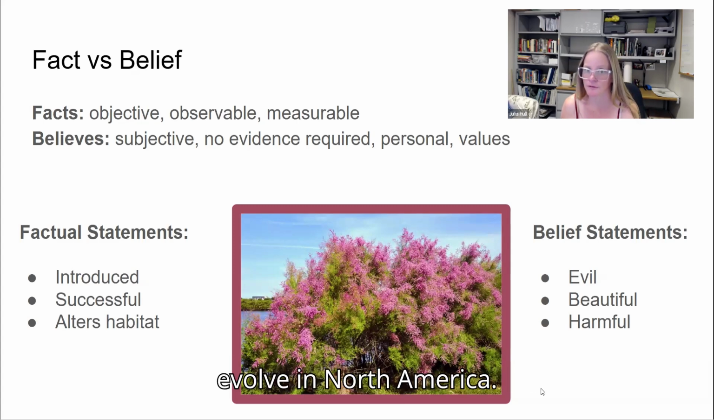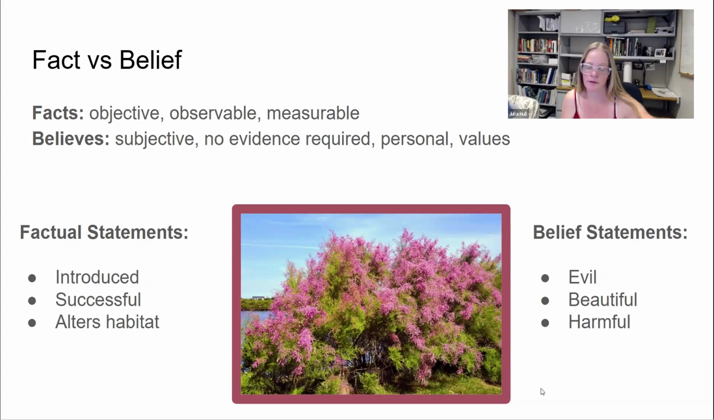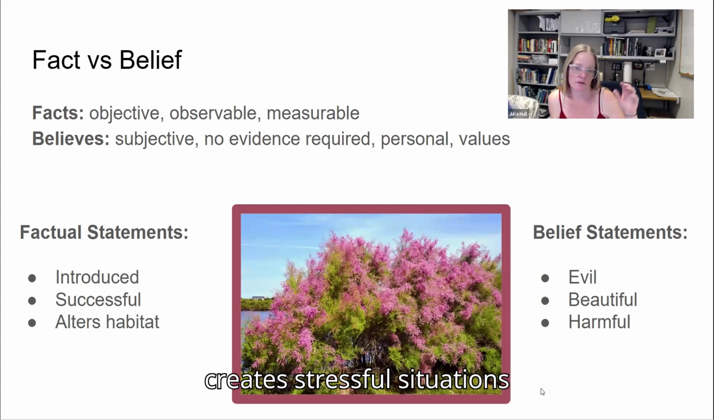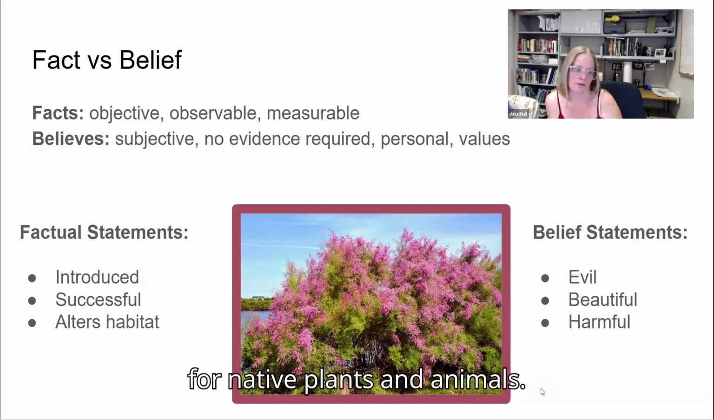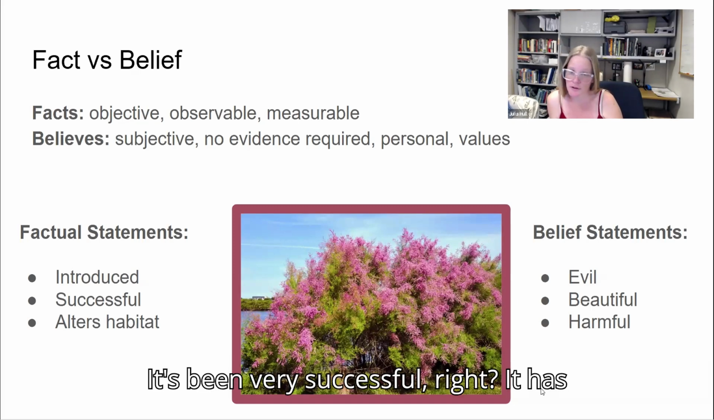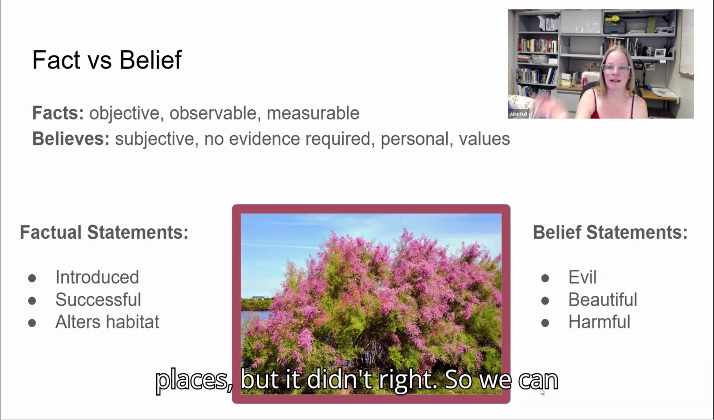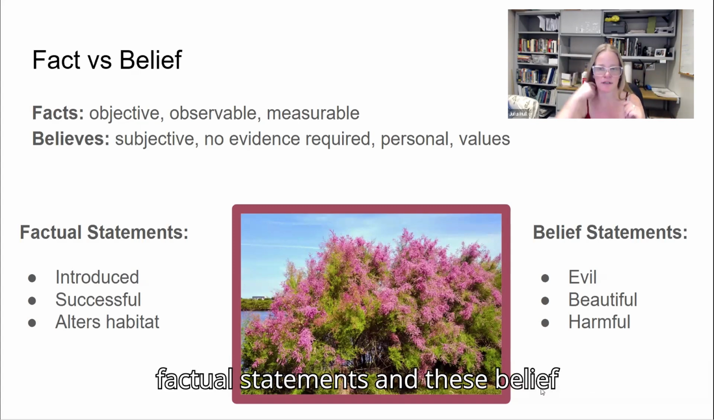It did not evolve in North America. It creates stress, right? The plant alters the habitat, and it creates stressful situations for native plants and animals. It's been very successful, right? It has spread into a lot of new places that it didn't occupy before. Right, so we can see the differences between these factual statements and these belief statements.